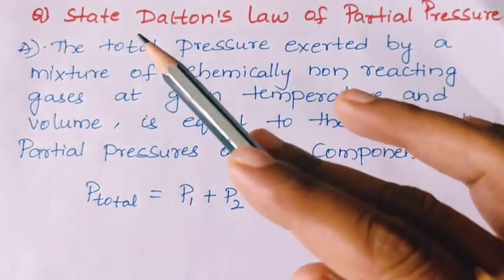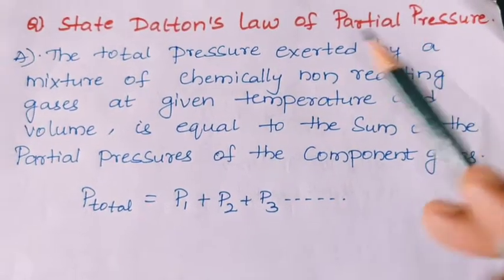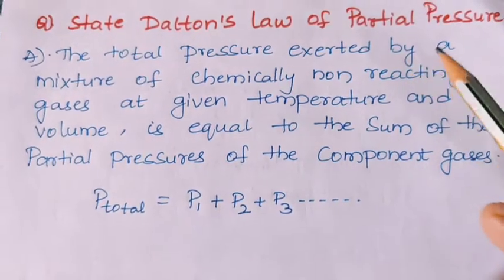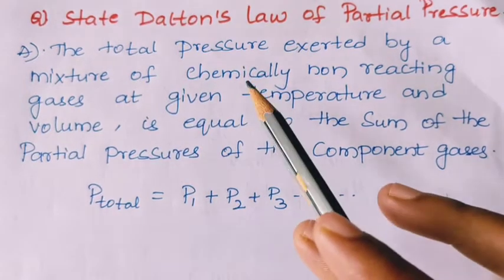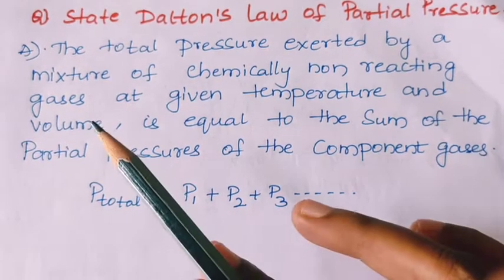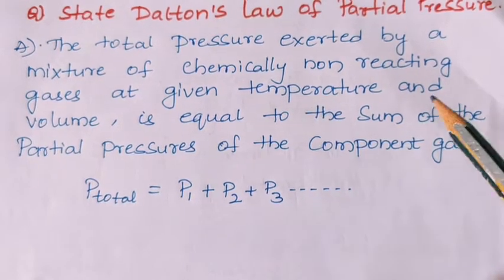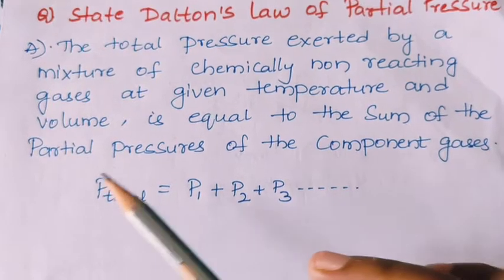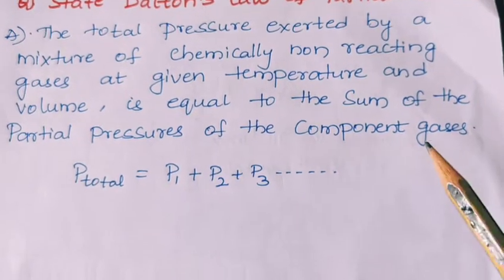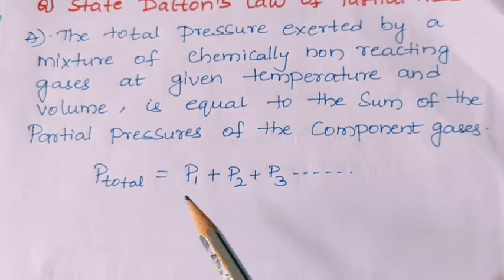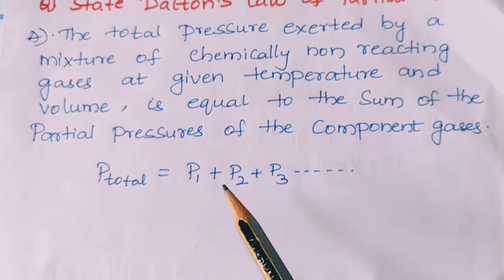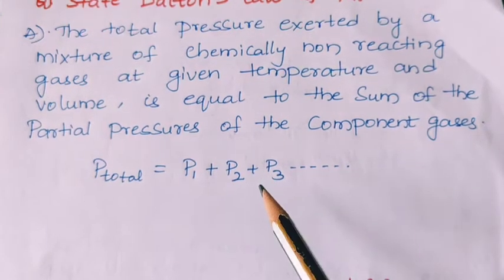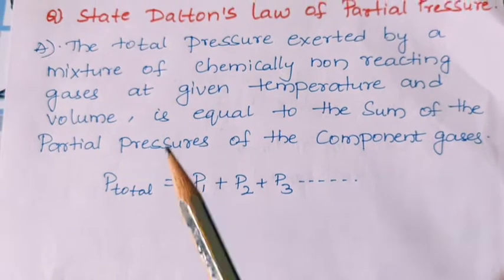Next question. State Dalton's law of partial pressure. Here Dalton's law of partial pressure is the total pressure exerted by a mixture of chemically non-reacting gases at given temperature and volume is equal to the sum of the partial pressures of the component gases. So total pressure is equal to the sum of the partial pressures of the gases. So this is Dalton's law.